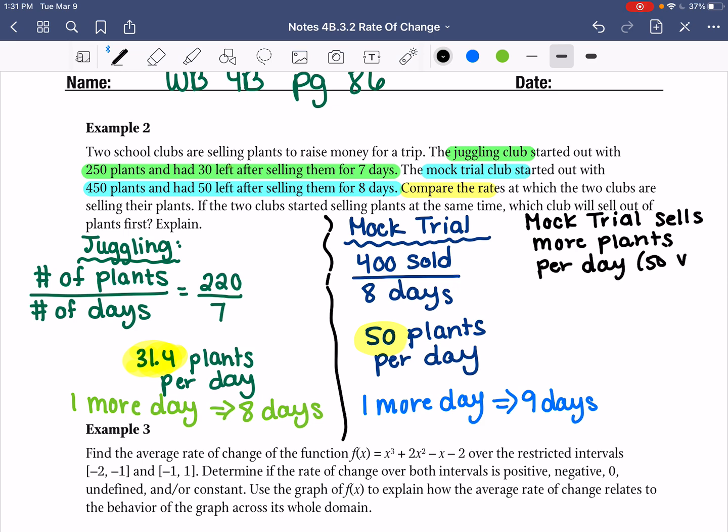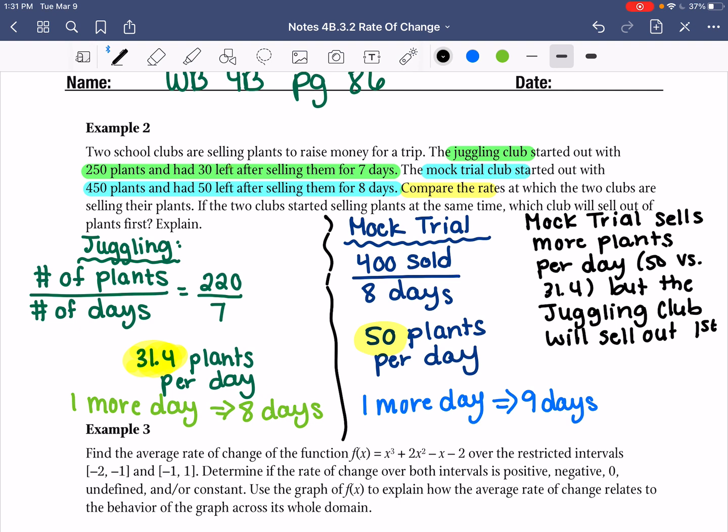It's 50 versus 31.4. But juggling will sell out first in 8 days, since they started with less.